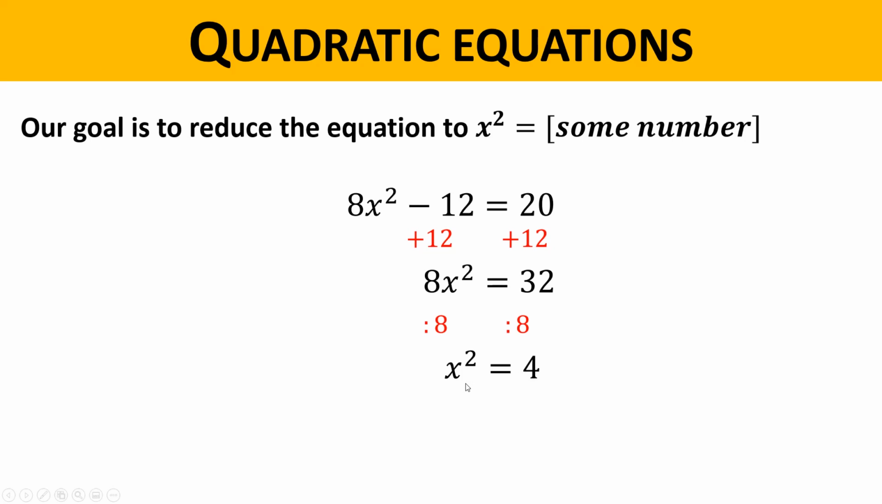Now we have one more step to perform. If x squared is 4, then what can x be? Well, it can be 2, because 2 squared is 4, or it can be -2, because -2 times itself is also 4. And those are our solutions.